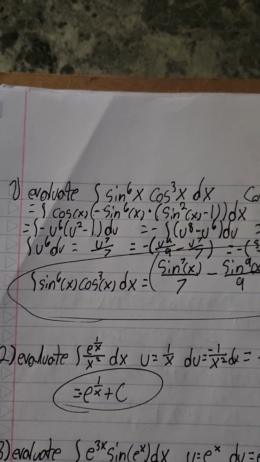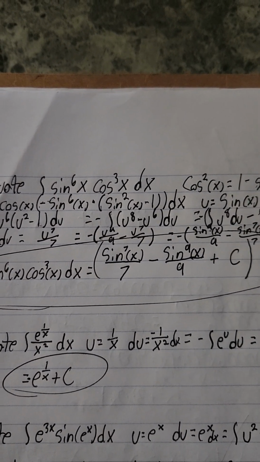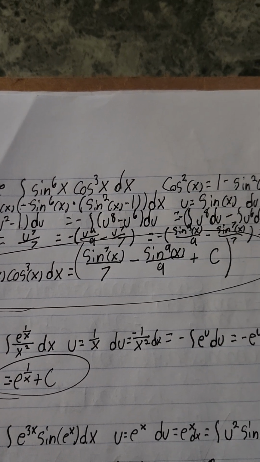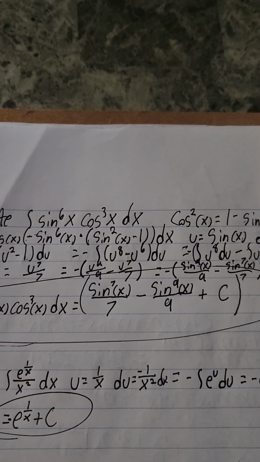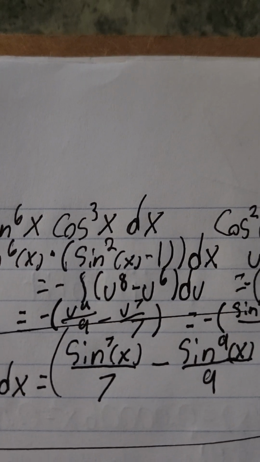Then you rewrite the problem. As you can see, I replaced the cosine squared over here with sine squared x minus 1, but since it was cubed, there's still one left over.